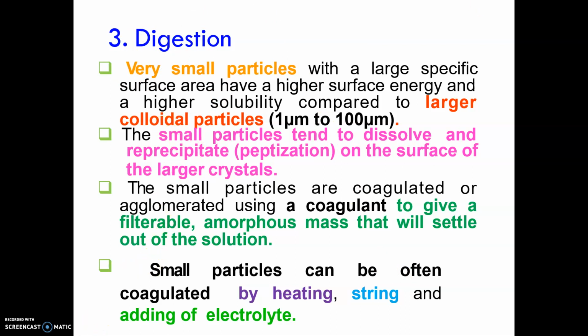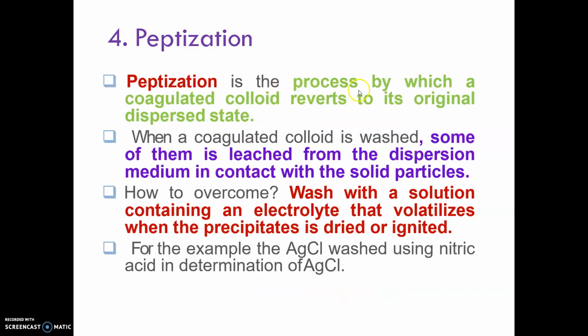Okay, and of course we need to do the digestion in order to reduce peptization. So what is peptization? Peptization is the process by which a coagulated colloid reverts to its original dispersed state. This means that if you get a small particle which is a colloid, this colloid particle can revert and become soluble. That's why you need to have a large particle, because this form of colloid is usually not easy to filter, and it can leach from the dispersion medium. So how to overcome peptization? You need to wash with a solution containing an electrolyte that volatilizes when the precipitate is dried or ignited.